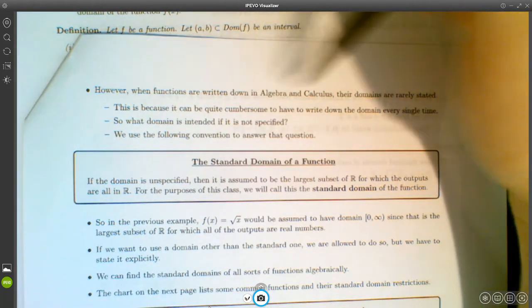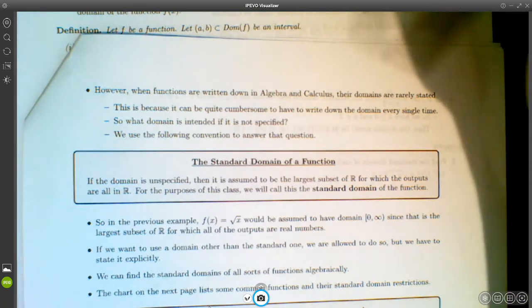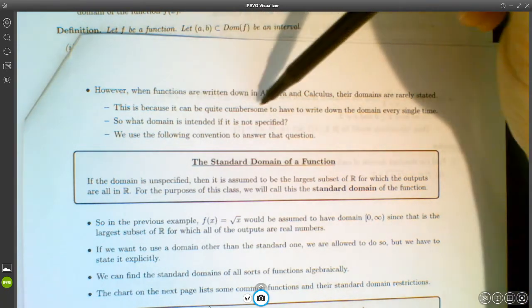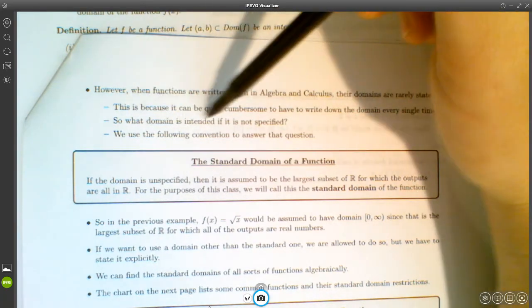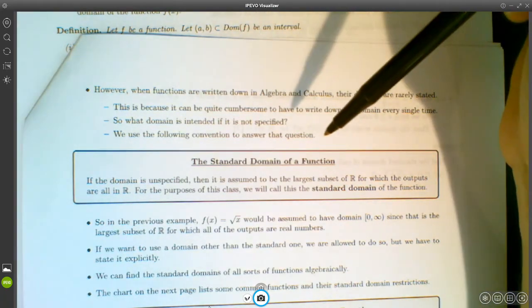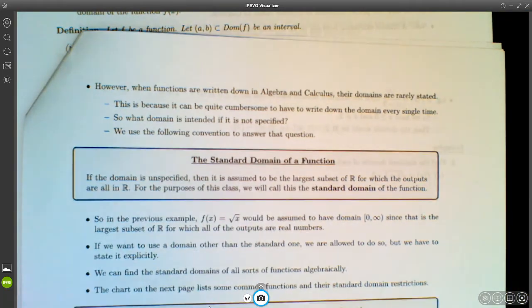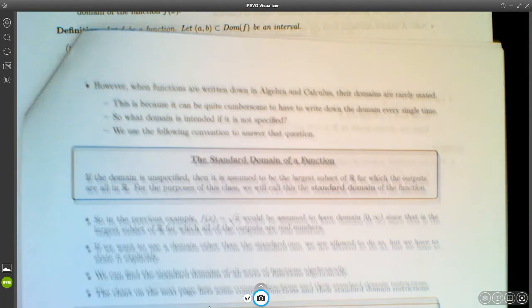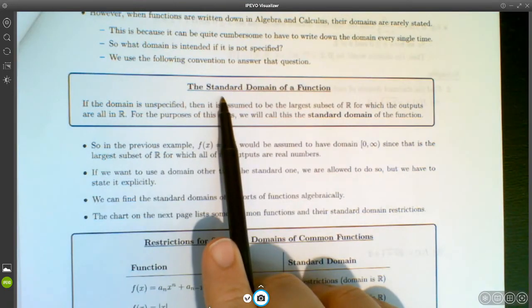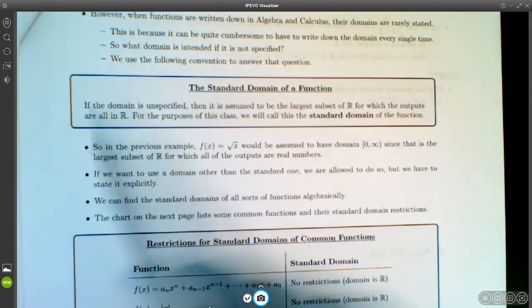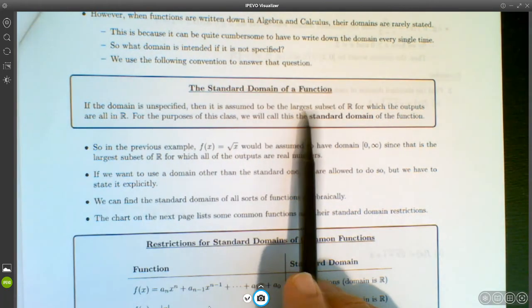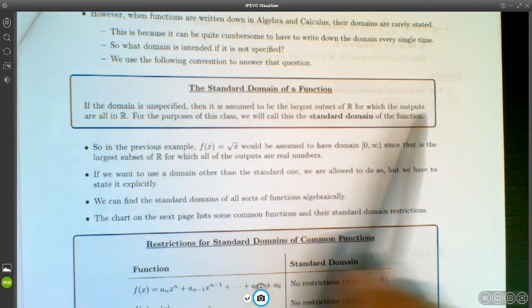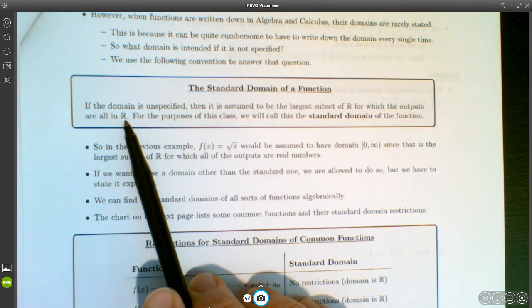So when functions are written down in algebra and calculus, their domains are rarely stated. And this is because it can be a little bit cumbersome to have to write down the domain every single time. So what domain is intended if it's not specified? Right? So we're going to use the following convention to answer that question, and I'm going to call this the standard domain of a function. So the standard domain of a function, as far as calculus is concerned, is: if the domain is unspecified, then it's assumed to be the largest subset of the real numbers for which the outputs are all real numbers.